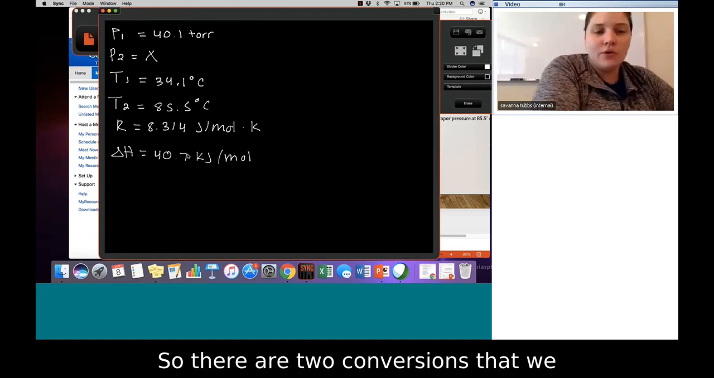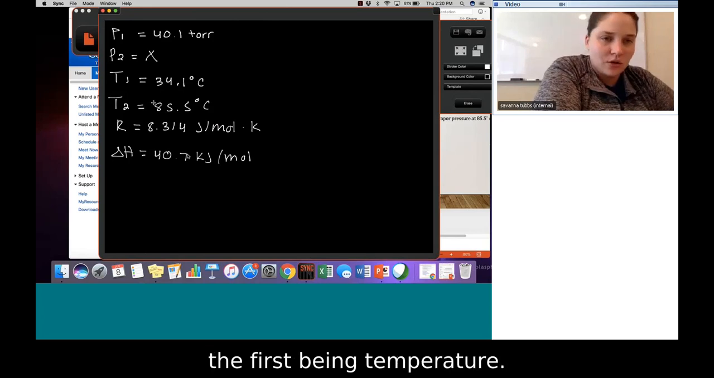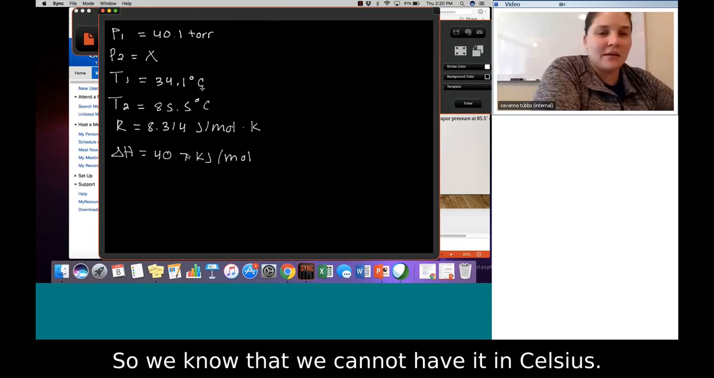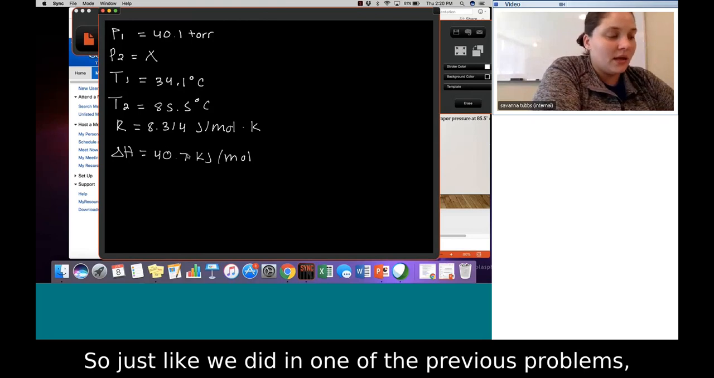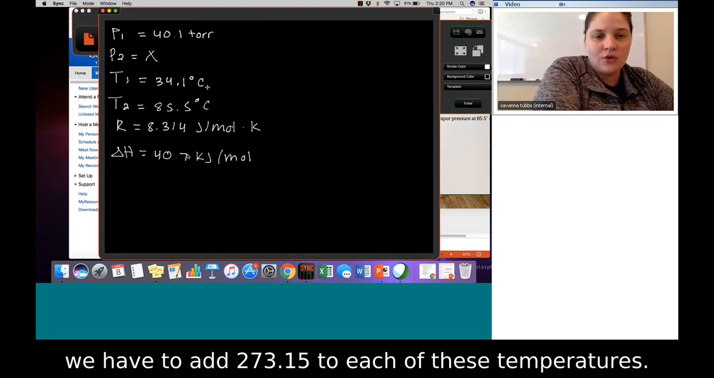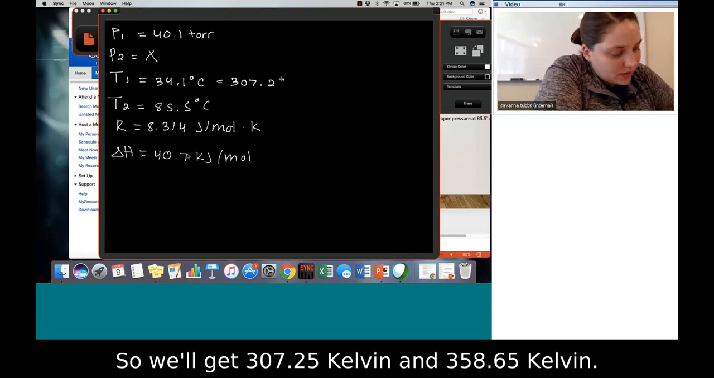So there are two conversions that we will have to do for this problem. The first being temperature. We know that we cannot have it in Celsius, so we have to convert it to Kelvin. Just like we did in one of the previous problems, we have to add 273.15 to each of these temperatures. So we'll get 307.25 Kelvin and 358.65 Kelvin.